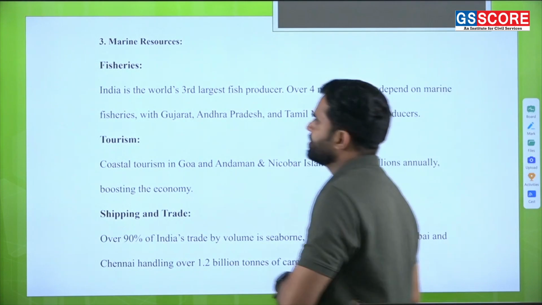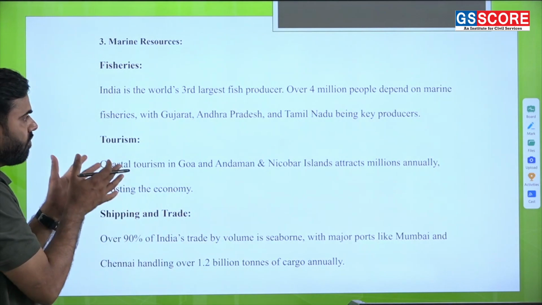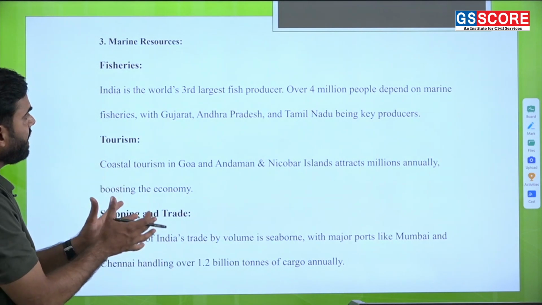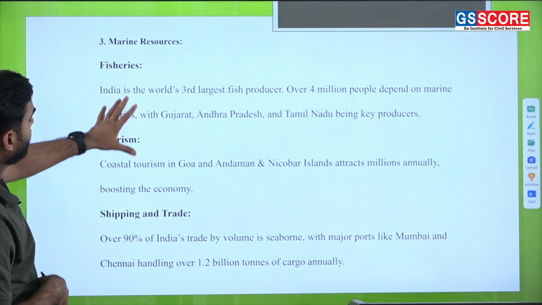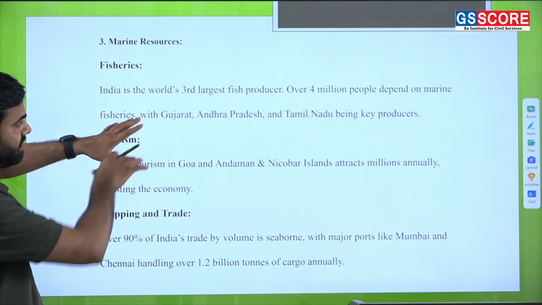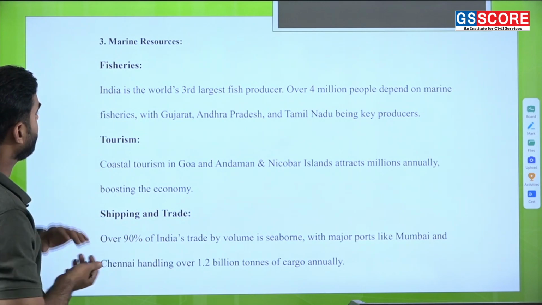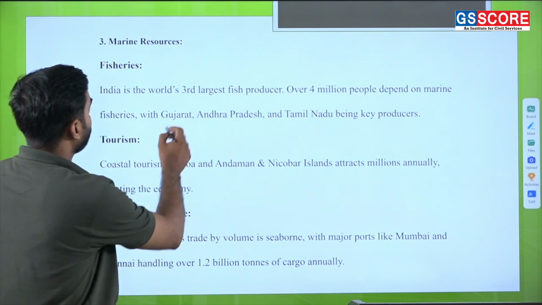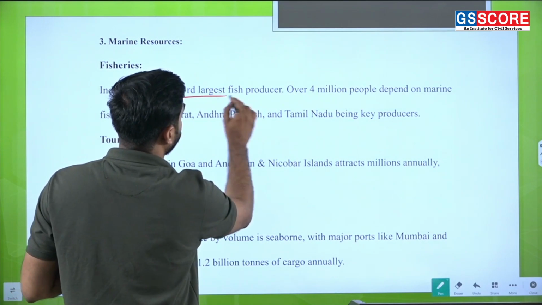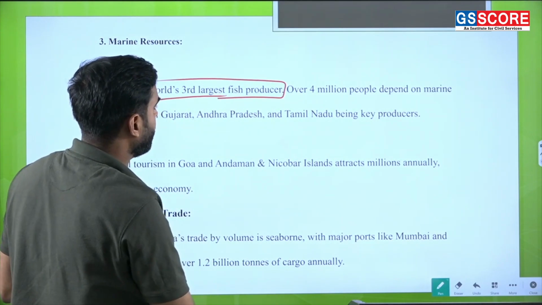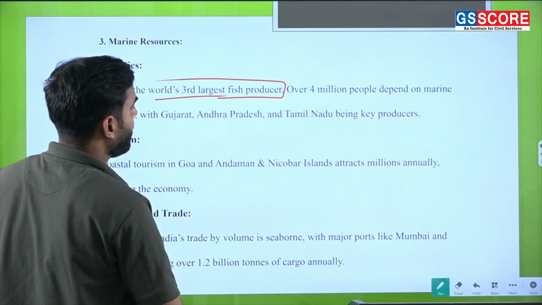Next, marine resources. As we know that the 9 states of Indian mainland sites making the coastline, the longest coastline of India. Now these states have the largest chunk of the people depending on the marine resources. That was the reason that we are the third largest fish producer in the world, and more than 4 million people depend on marine resources or marine fisheries.